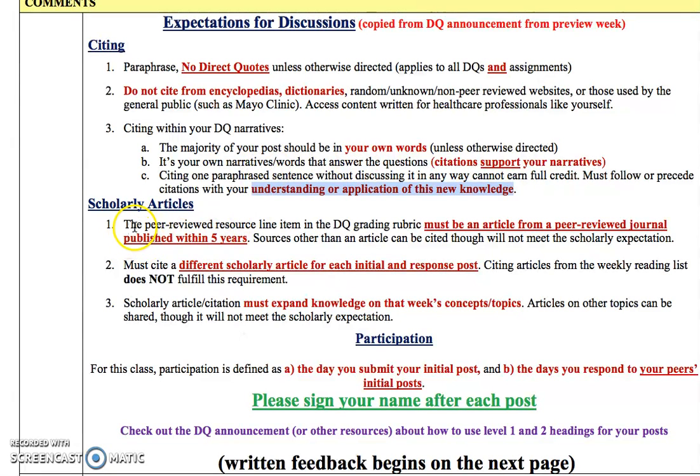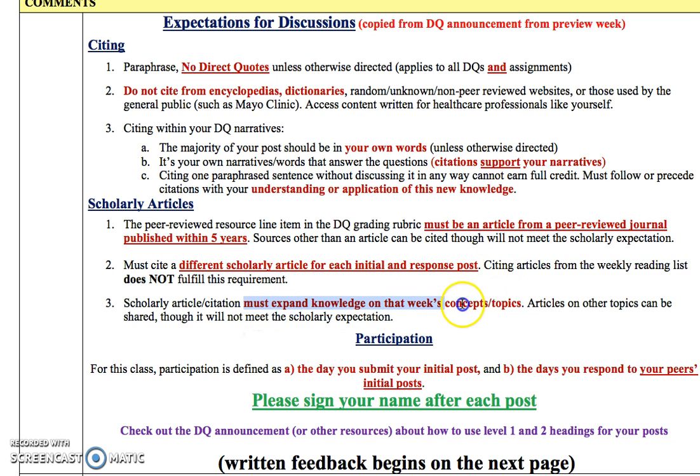And the articles that you cite need to be from a peer-reviewed journal article. Now you can cite other sources from ebooks or websites as long as they are scholarly and they are supplementary. They will not take the place of the scholarly source for the expectations of a discussion post. And you need to cite different articles from the literature. And remember that the articles from the weekly reading list do not fulfill this requirement. So you'll need to take a look at that reading list to make sure that the articles you're citing are not one of those.